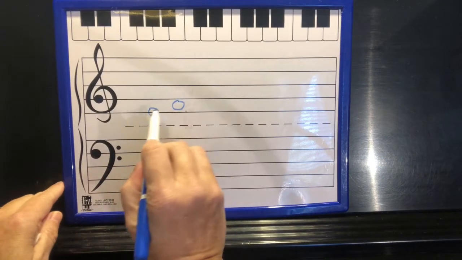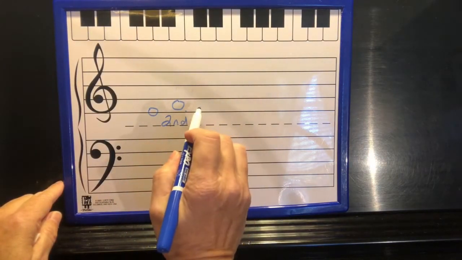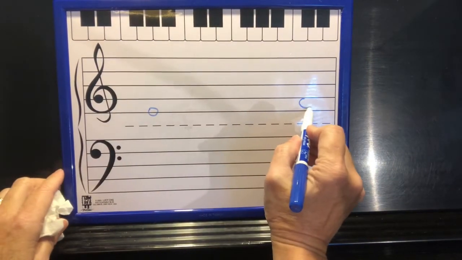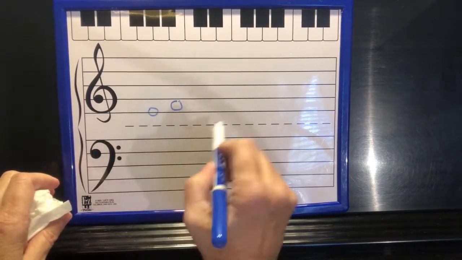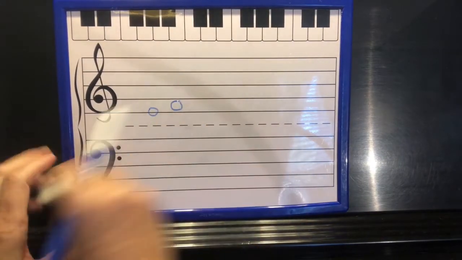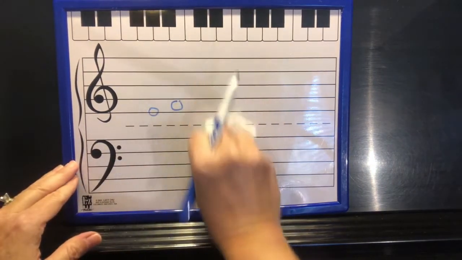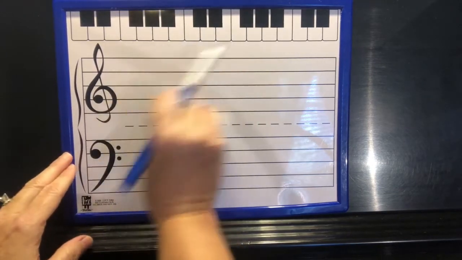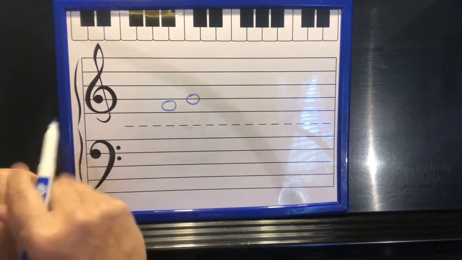When we have a step on the staff, that's the interval of a second. Now, it doesn't matter whether the second note is way over here or whether it's close by, because we're not measuring this distance. We're measuring the vertical distance, the up and down distance between the two keys. So from one line to the very next space is a second, or from one space to the very next line is a second.